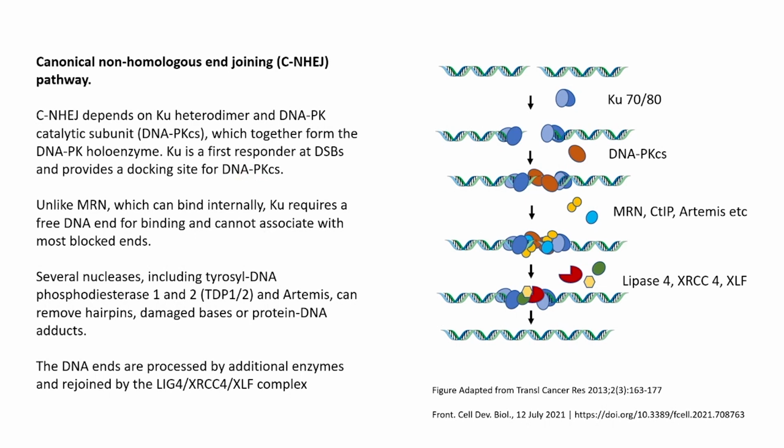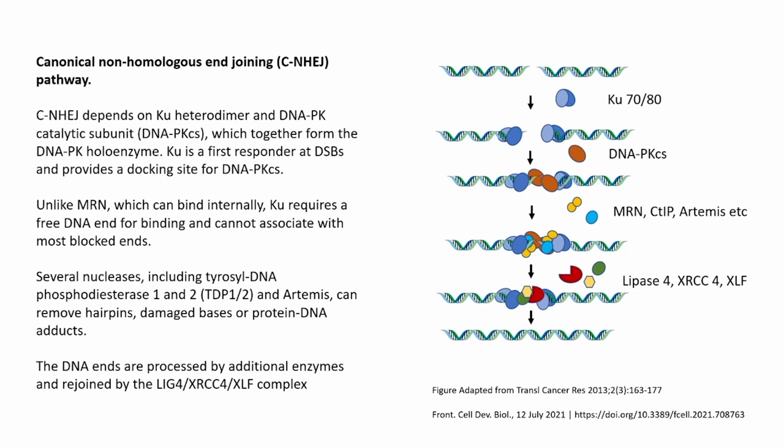Unlike RNA polymerase, which can bind internally, Ku requires a free DNA end for binding and cannot associate with most blocked ends. Several nucleases including tyrosyl DNA phosphodiesterase 1 and 2 and Artemis can remove hairpins, damaged bases and protein DNA adducts.